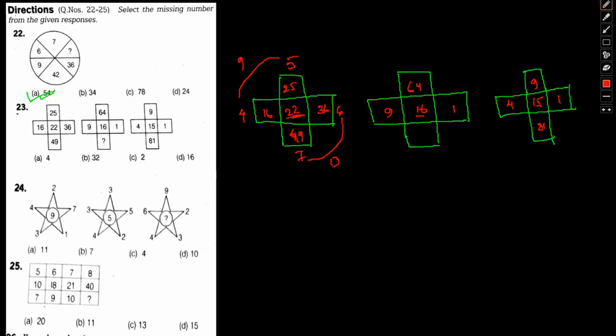Let's follow the same in the third one as well. 9 is for 3, 1 is for 1, 4 is for 2, and 81 is for 9. 9 plus 1, 10, 2 plus 3, 5, so 15. Okay, yes, it satisfies. So similarly, 64 for 8, 1 for 1, this is 3. Okay, 3 plus 8 is 11, 11 plus 1 is 12. So subsequently 12, that is 4. So this should be nothing but 16. So 16, that way it will give us 4.